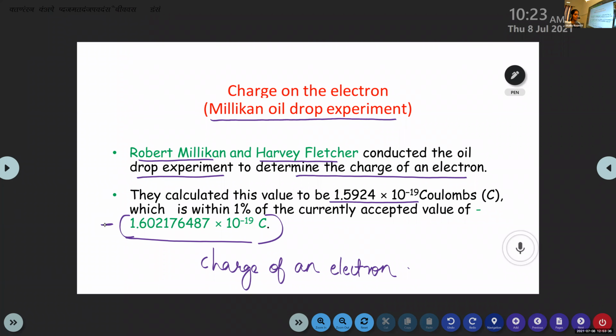These cathode ray particles are negatively charged particles. That's why it is negative 1.602176487 into 10 raised to minus 19 coulomb. So from this Millikan oil drop experiment, Robert Millikan and Harvey Fletcher, these two scientists, conducted the oil drop experiment to determine the charge of an electron, and the value is equal to this one. And it is negative. Clear?